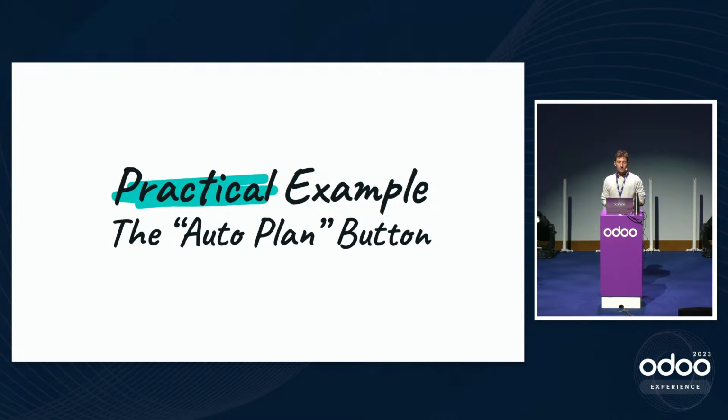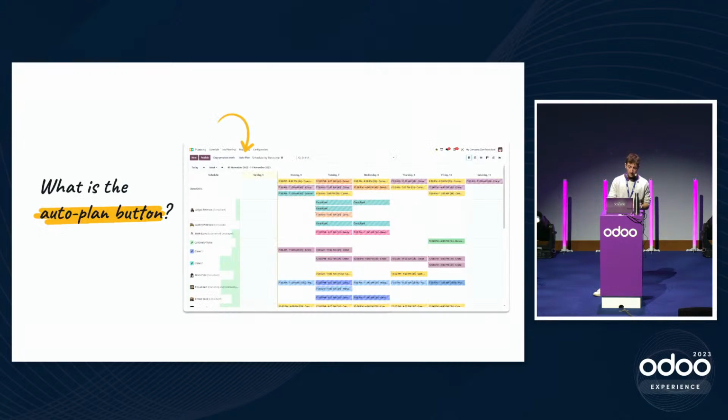Wow. And now we have our second practical example. We have kind of blasted through this presentation. We have a lot of time. So we have our second practical example, which in this case is the auto plan button of the planning app. Now, what is the auto plan button? I hear you ask again.